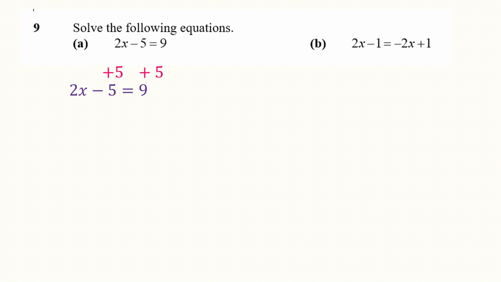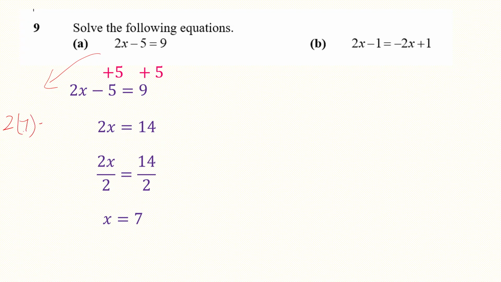And we'll get 2x equals 14. And 2x means 2 times x. So the opposite of multiplication is division. To find 1x, we need to divide by 2 on both sides. And x equals 7. So this is how we solve a linear equation. If you substitute x equals 7 into your equation, you can see that on the left-hand side, you will have 2(7) minus 5, and that gives you 9, which is equal to what we're given on the right-hand side.